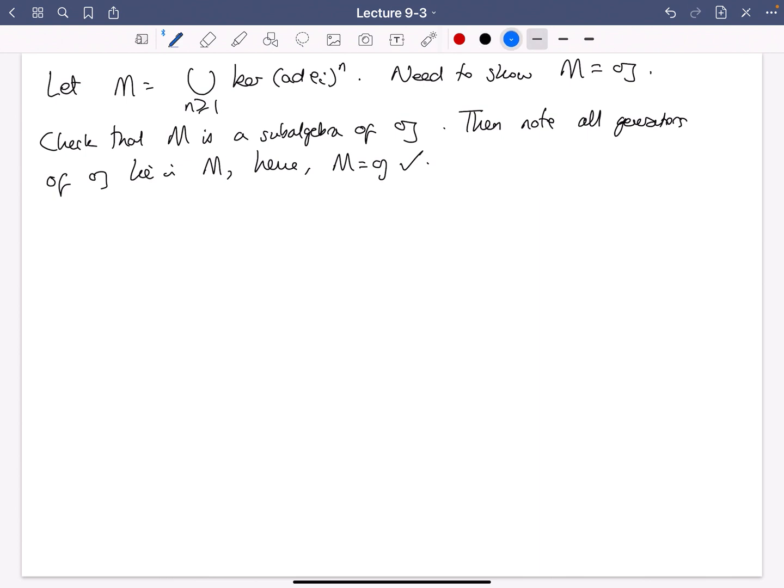And how to see all the generators lie in there? Well, each of the EKs lie in M by the relation Sij plus. The FKs lie in M by the other Serre relations. I think you need S3 for that, and so therefore the HKs lie in M by S2.